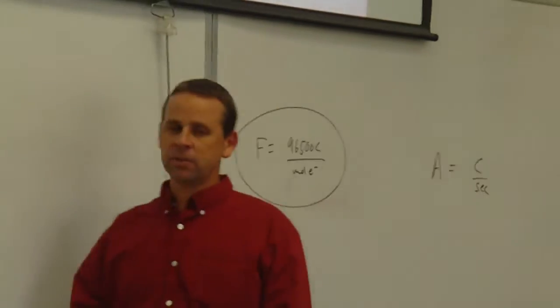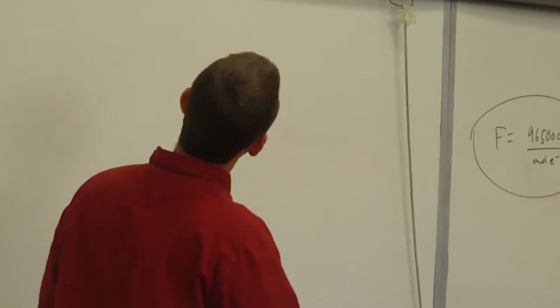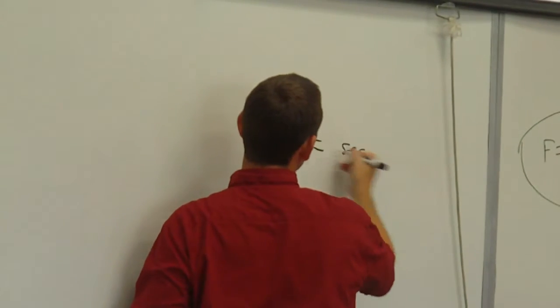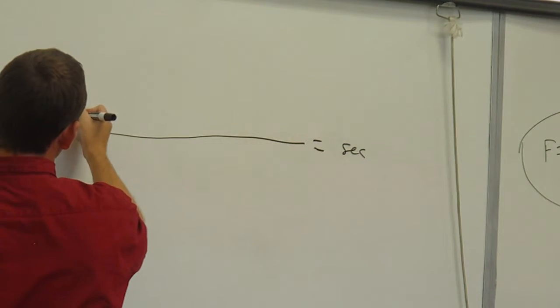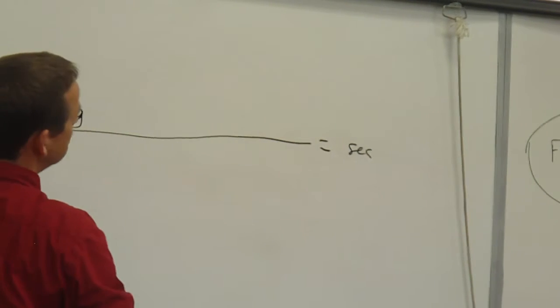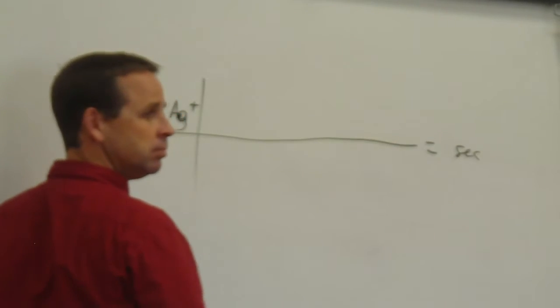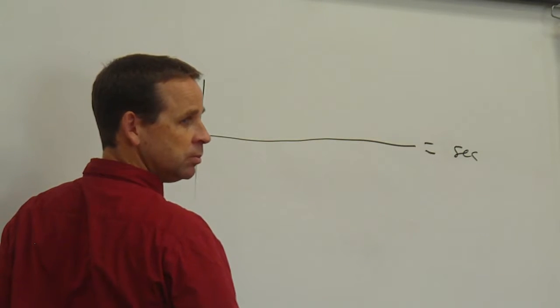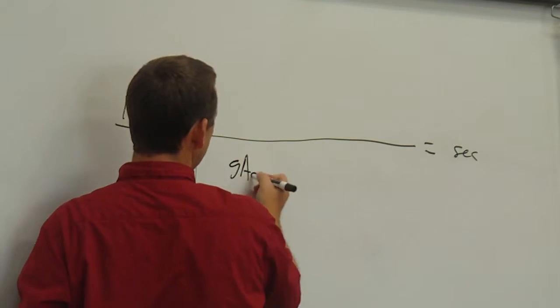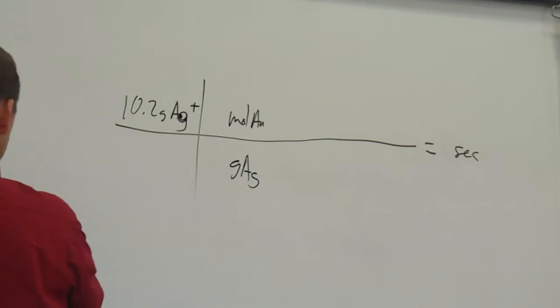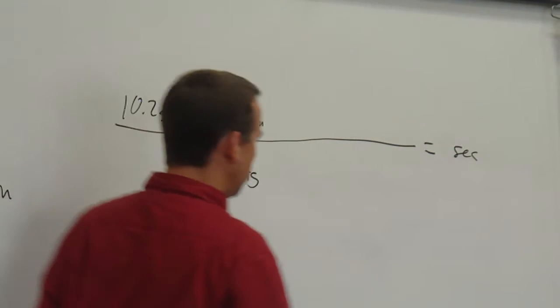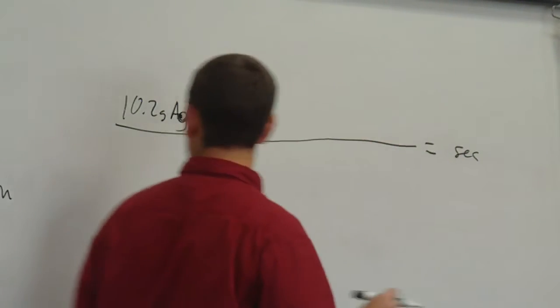Silver plated silverware, right? Okay, so then, what goes to the right of the equal sign? Seconds. We can start with our 10.2 grams of silver. All right, and then what? What are we going to go to? If we go to moles, why would we go to moles? Moles is cool. We can go from moles of silver to moles of electrons, right?